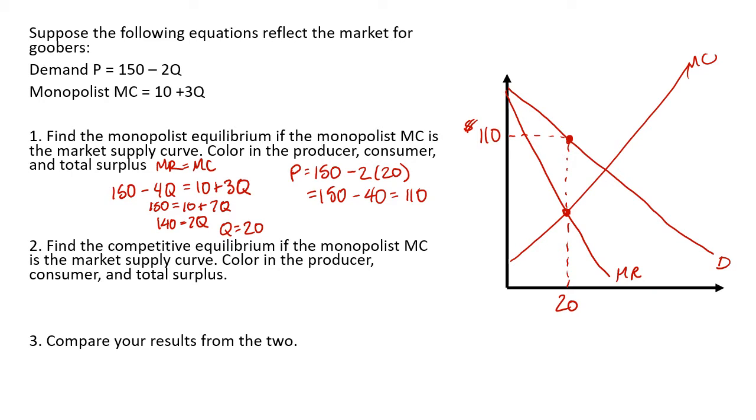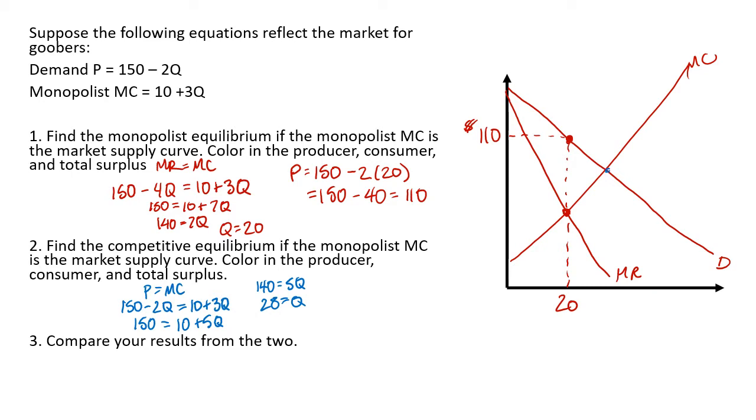Then if we wanted to find what the competitive equilibrium would be, using these same equations, that means now we set the price equal to the marginal cost. So our demand equation, 150 minus 2q, is equal to 10 plus 3q. So solving by adding 2q to both sides becomes 10 plus 5q over there. Then subtracting 10 gives us 140 equals 5q. 140 divided by 5 is 28.